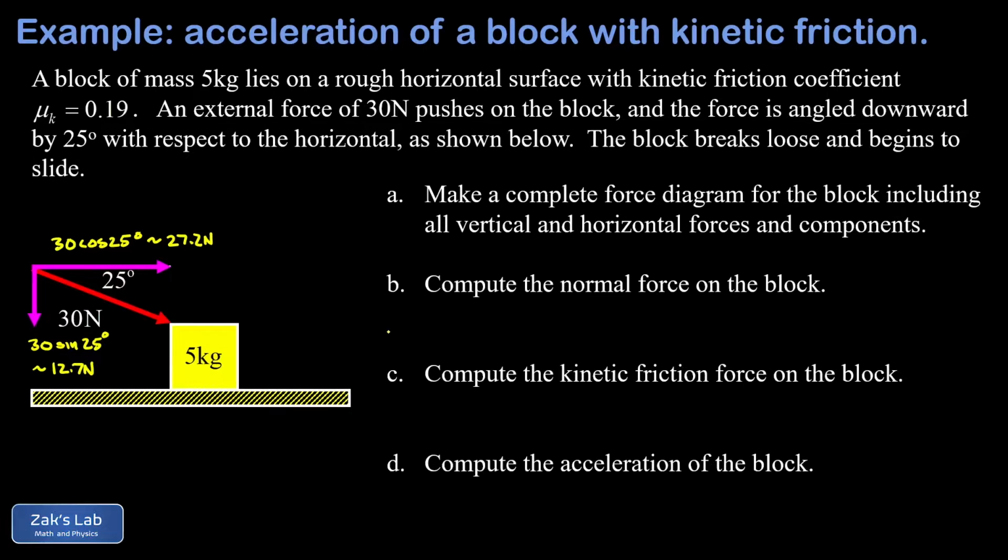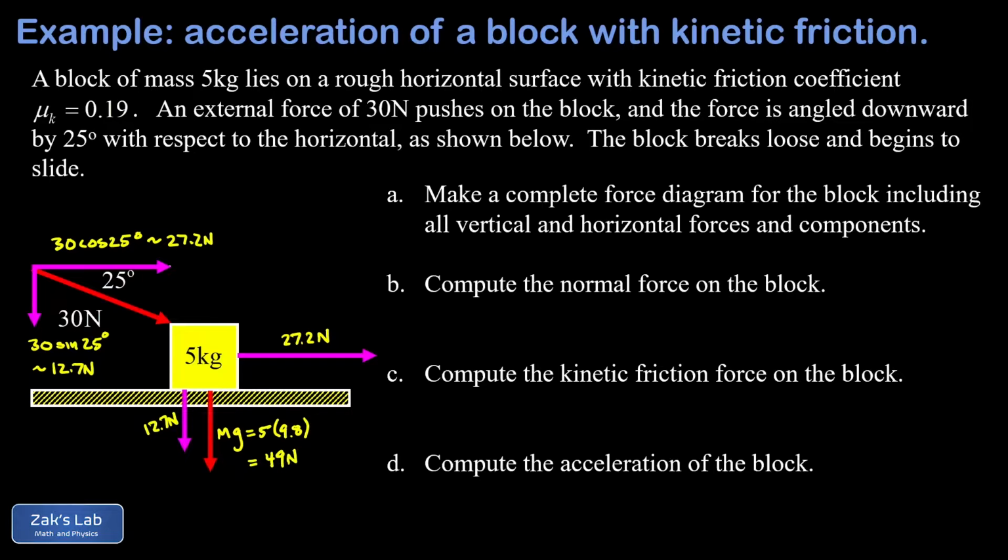Now it's probably nicest to view these force components attached to the block itself. So that's taken care of, and we have this downward 12.7 newtons and a rightward pointing 27.2 newtons. Next we can put in the force of gravity, and that's given by mg. And when we plug in the mass of this thing, 5 kilograms, and g, 9.8 meters per second squared, we arrive at a weight, or a force of gravity, of 49 newtons.